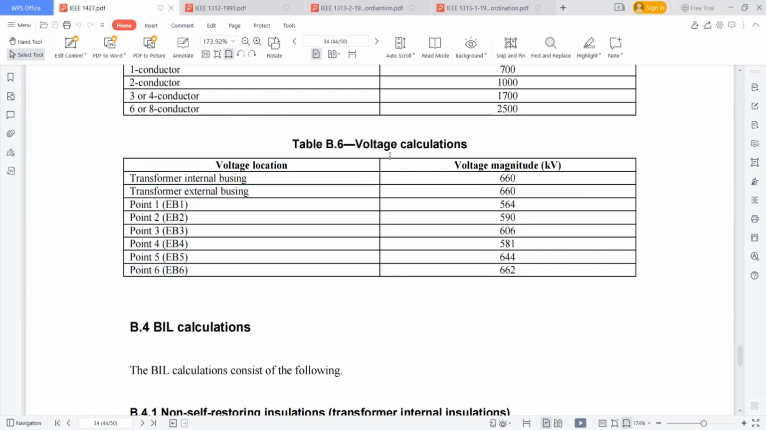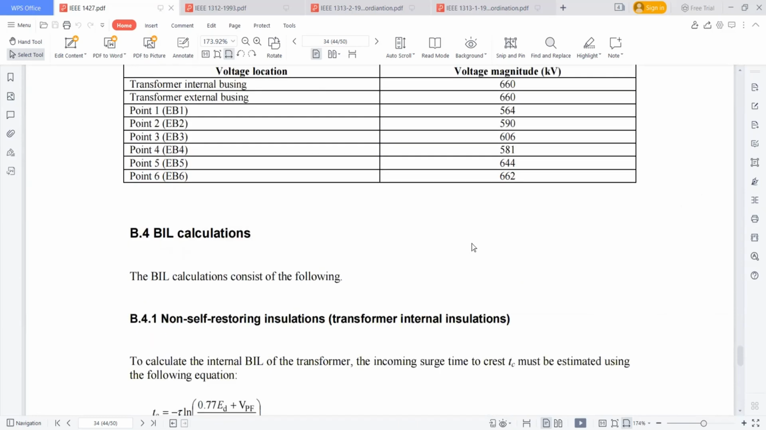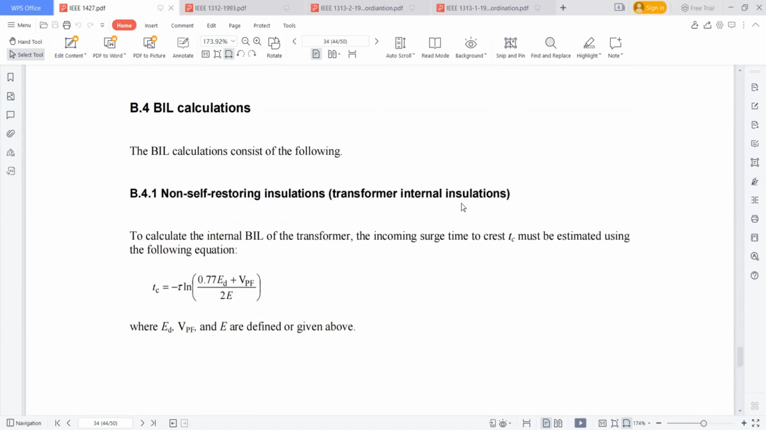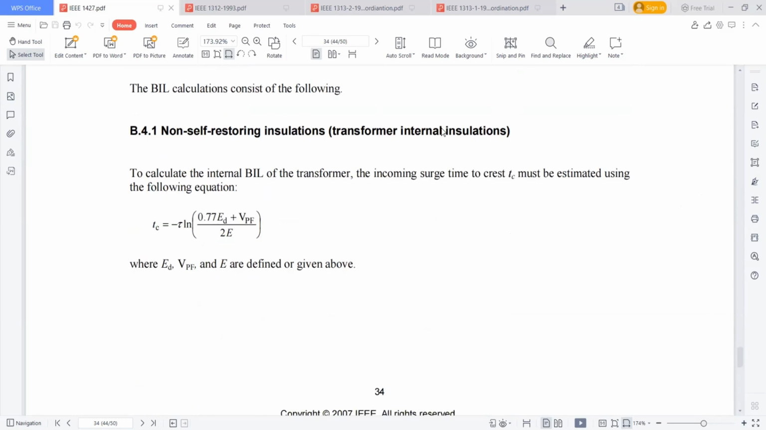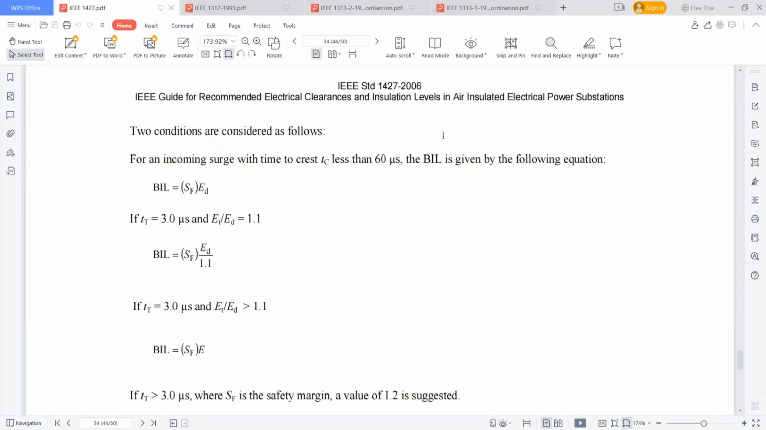Now, after calculating the surge voltages, I am starting the BIL calculation. The BIL calculation should be done for two types of insulators. One is non-self-restoring insulators, and one is self-restoring insulators. Non-self-restoring insulators are those where, when damaged, the insulation cannot be retained, like in transformer internal insulations and internal bushings.